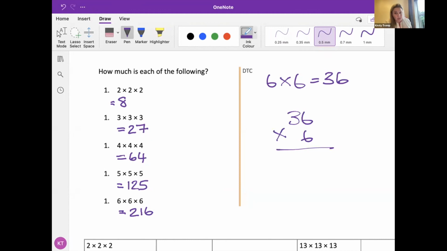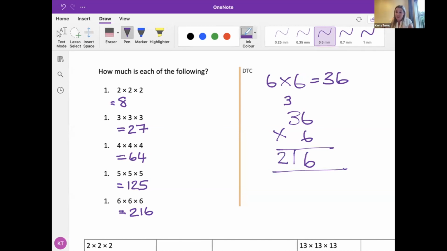So 36 times by that last 6. So 6 times 6 gives me 36. I put my 6 and I carry my 3. 6 times 3 gives me 18. 18 plus the 3 gives me 21. And so Matthew got the answer of 216. All right, so we go back to those mathematics skills that we learned right at the beginning of the term, first term, right?